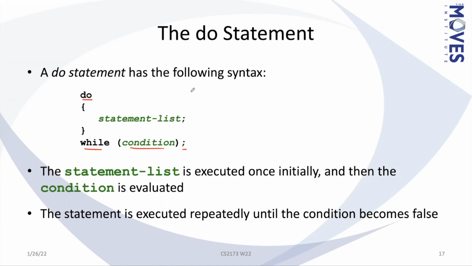Unlike the while statement, which tests the condition at the top and then decides whether it wants to execute, the do while executes the statements first and then evaluates the condition. Once it does that, everything is like the while. You keep executing the statement until the condition becomes false. So you need to make sure, as with the while loop, that somewhere in here you're changing that condition so that it moves from true to false.